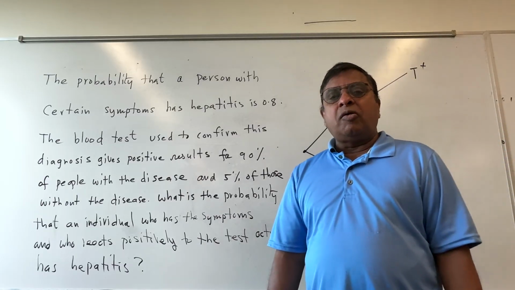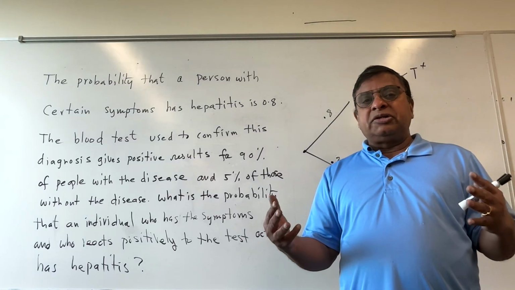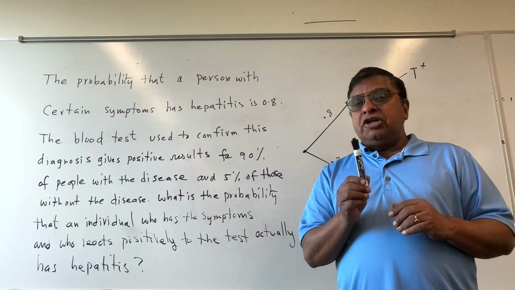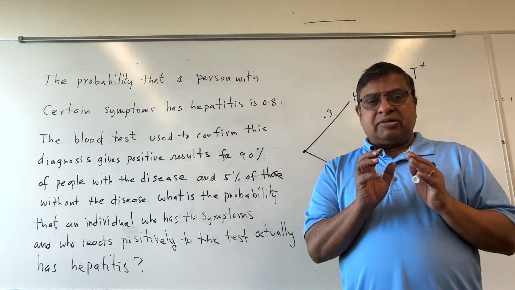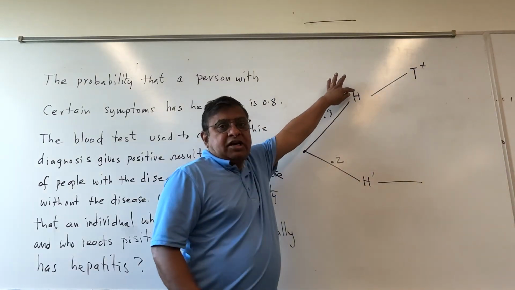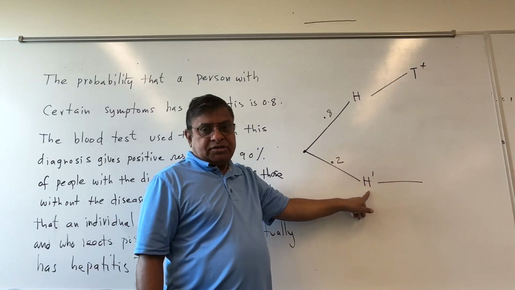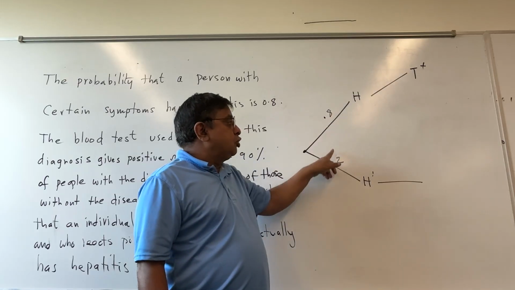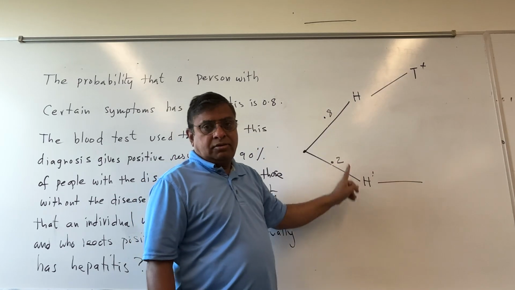As I mentioned before, anytime you want to apply Bayes' theorem, Bayes' formula, it's very tough to remember the formula. Therefore, what you need to do is draw a tree diagram that makes your life very simple. So let's see. H stands for hepatitis. H prime is exactly the opposite. Opposite means the person doesn't have hepatitis. And these two probabilities should add up to 100%, right? Either you have it or you don't.